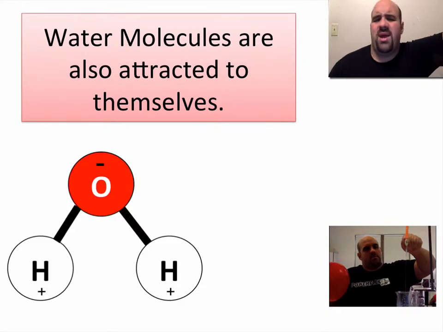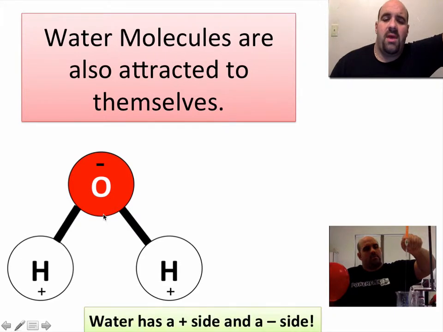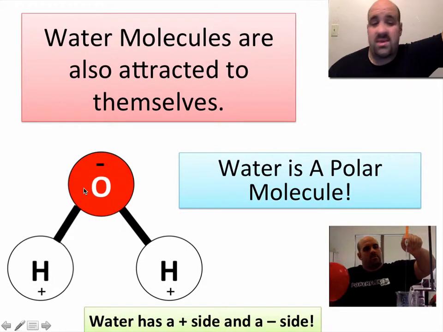Water molecules are attracted to themselves. A water molecule is made up of two hydrogen atoms chemically bonded to an oxygen atom. It turns out that water is a polar molecule. What we mean by this is water has a plus side and a minus side. The hydrogen end of water is positively charged. The oxygen end is negatively charged, for reasons you will learn in chemistry, dealing with electronegativity.